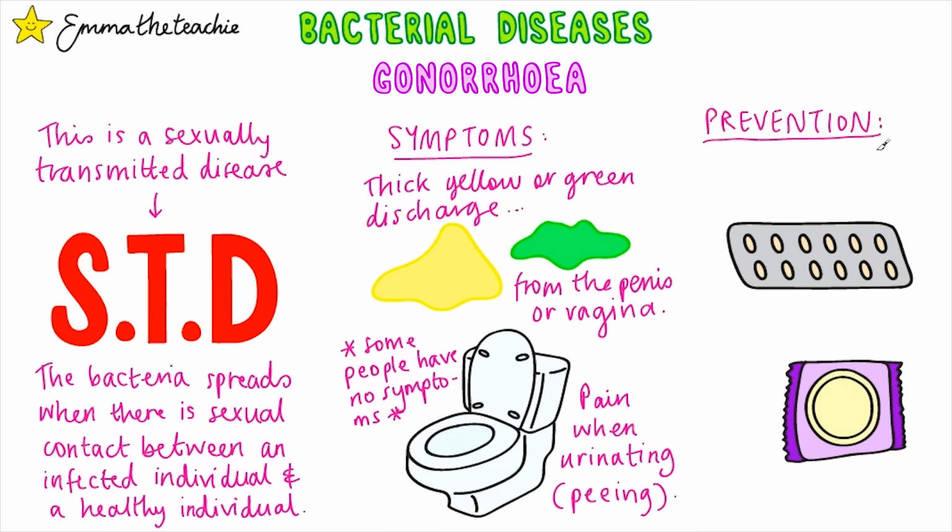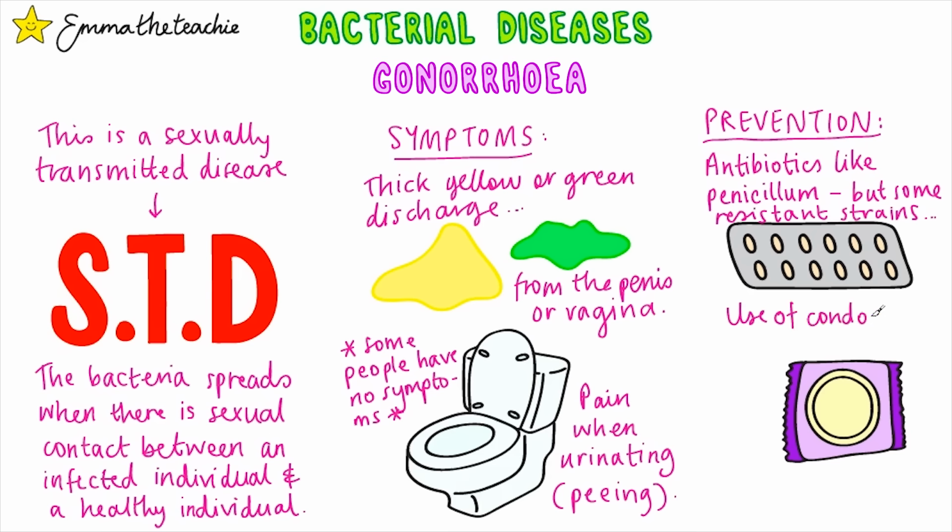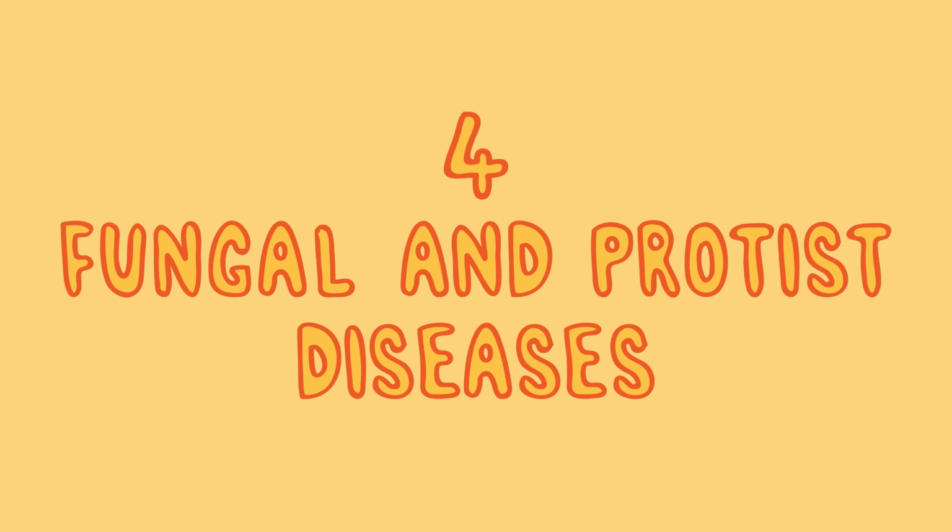Gonorrhea can be treated with antibiotics like penicillin. However, many antibiotic-resistant strains have since emerged, so it's becoming a lot more difficult to treat. The spread of gonorrhea can be prevented by using condoms, dental dams, etc. during sexual contact. 4. Fungal and protist diseases.